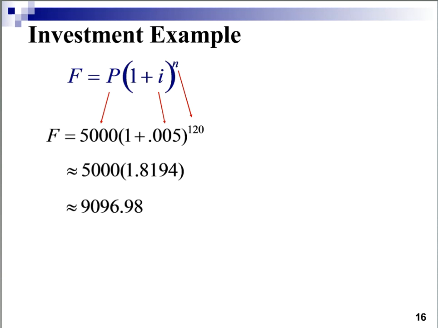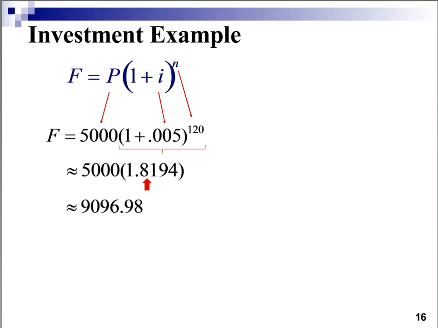If you were using a scientific calculator or a graphing calculator, you'd want to do this all together at the same time. But for the purposes of this particular lecture, I'm going to break it up so we can explore what's going on here. The order of operations would tell me that the 1 plus 0.005 raised to the 120th would have to be computed before I multiplied by the 5,000.